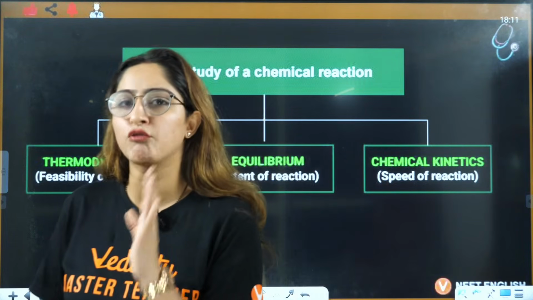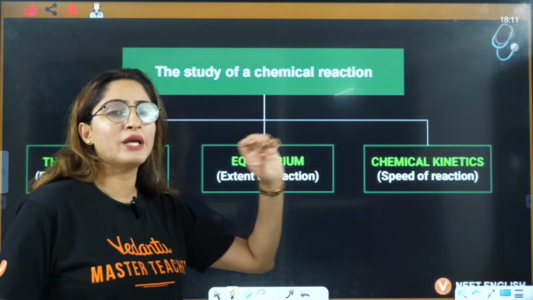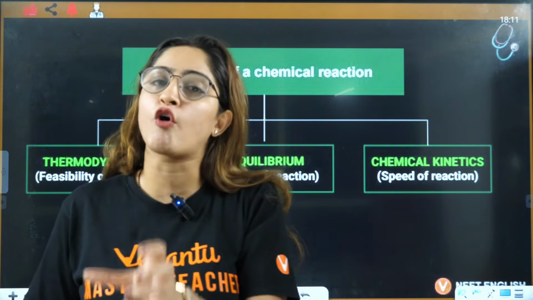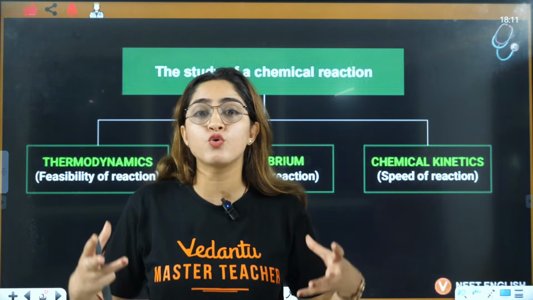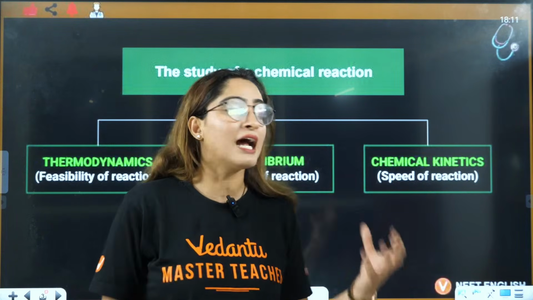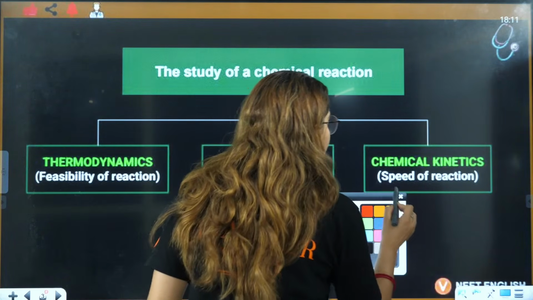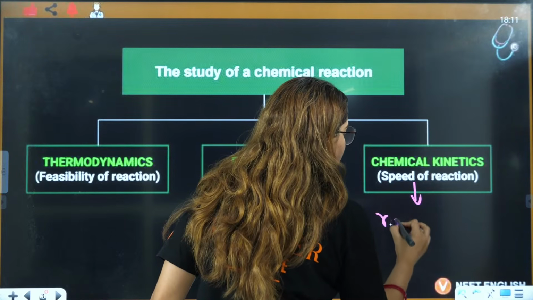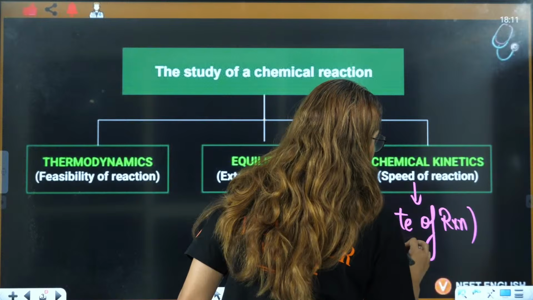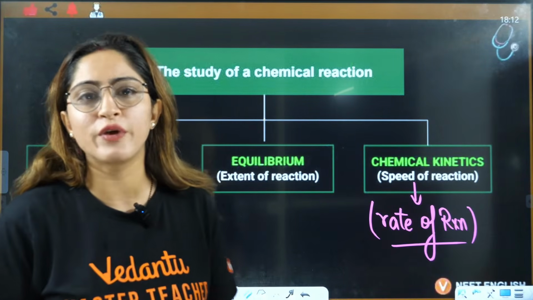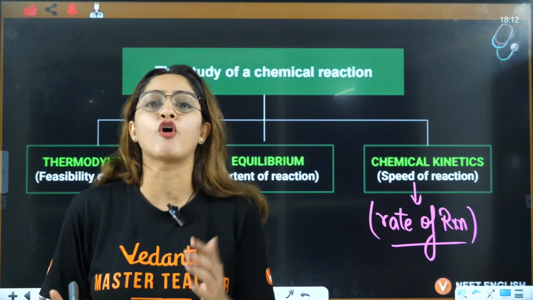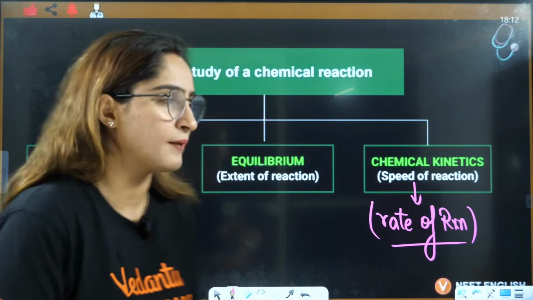That we study in equilibrium. Similar to that, we have chemical kinetics, in which we study the speed aspect of a reaction. We are going to talk about the speed, the rate of the reaction. That is all about chemical kinetics. So in chemical kinetics, we will talk about rate of reaction. In layman language, we can say speed of the reaction. In chemistry language, we say rate of the reaction, but it is one and the same thing, right?